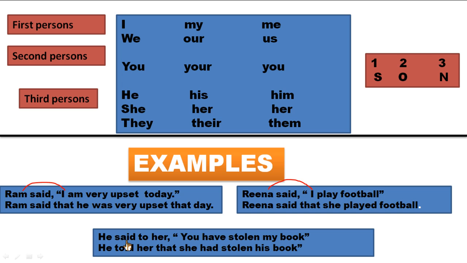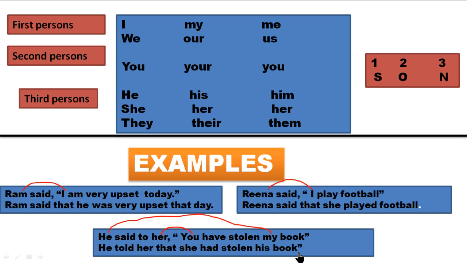And the next sentence is, he said to her, "You have stolen my book." He said to becomes told. Her, we use that. You is a second person. Second person is changed according to object. Object is her, so we wrote she. Have becomes had, stolen. My is a first person. First person is changed according to subject and the subject is he, so we wrote his book.